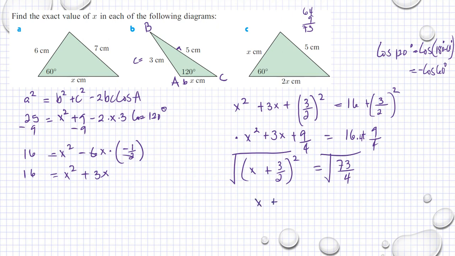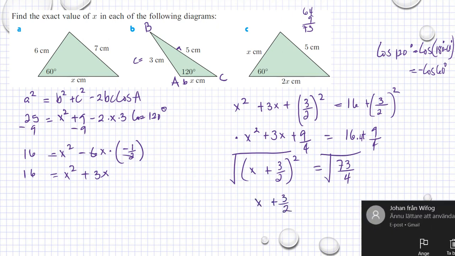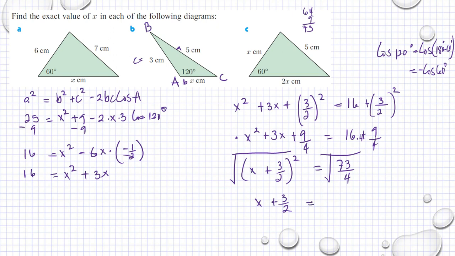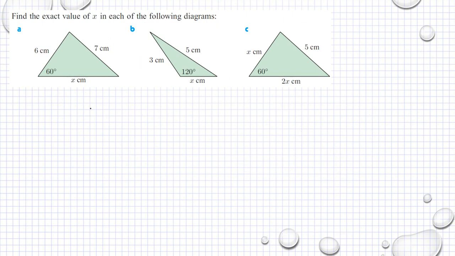And we have x plus 3/2 is equal to the square root of 73 divided by 2. So our x now is equal to negative 3/2 plus the square root of 73 divided by 2. The third one: if this is our A, this is our B, this is our C. So our C is this one, and our A, and this is our B.